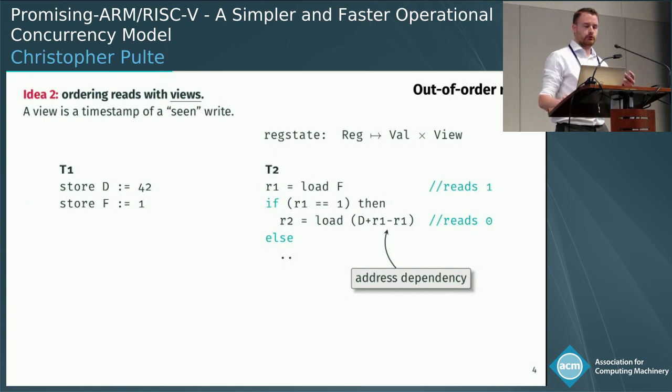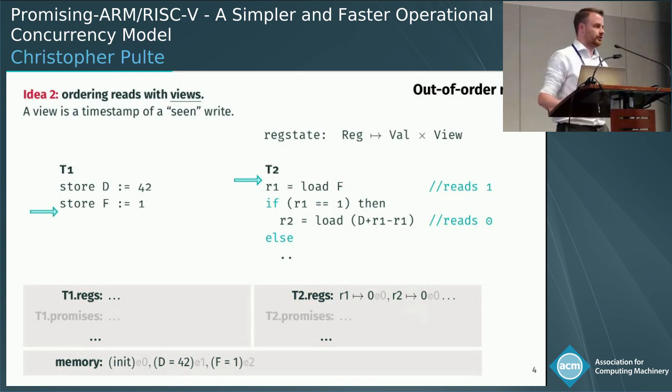Now, allowing loads to read from arbitrarily old writes would be too liberal a semantics. Both ARM and RISC-V put some constraints on this, and these could be constraints coming from memory barriers in the program or from data flow dependencies. Here we're looking at the latter. It's the same program as before, just tweaked so that the load of D has a syntactic address dependency on the load of F, whereby the expression computing the address involves the return value of the load of F. This syntactic dependency alone is enough to architecturally guarantee that this load of D has to effectively happen after the load of F in ARM and RISC-V. The model handles that with a concept called views, which I'll explain in a second.